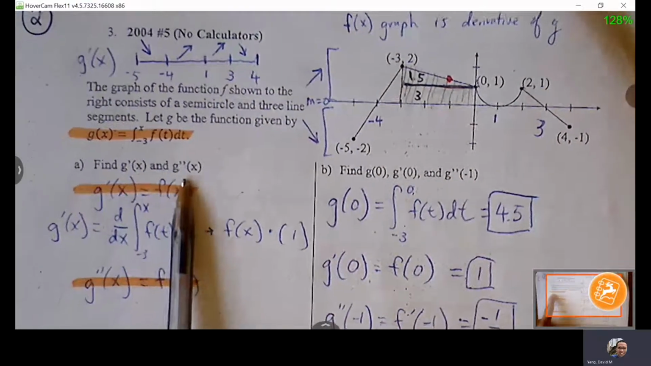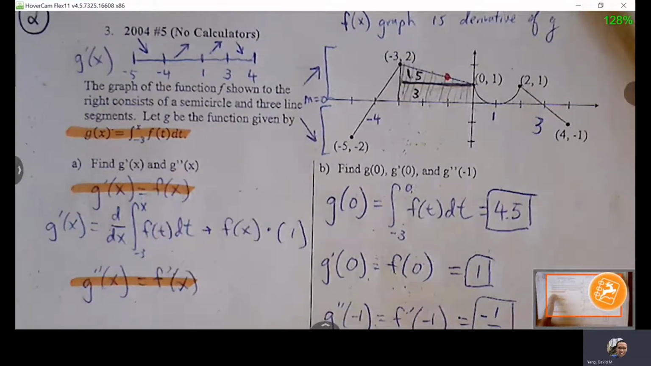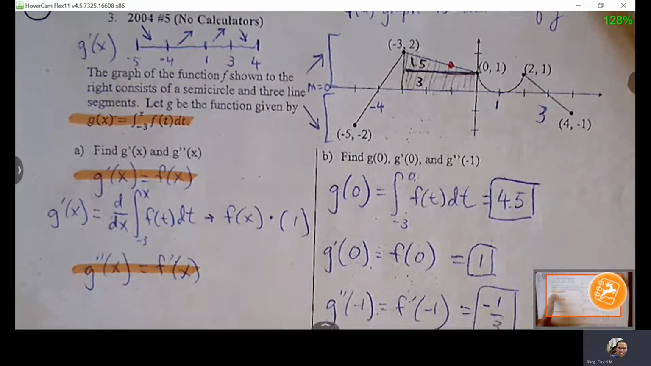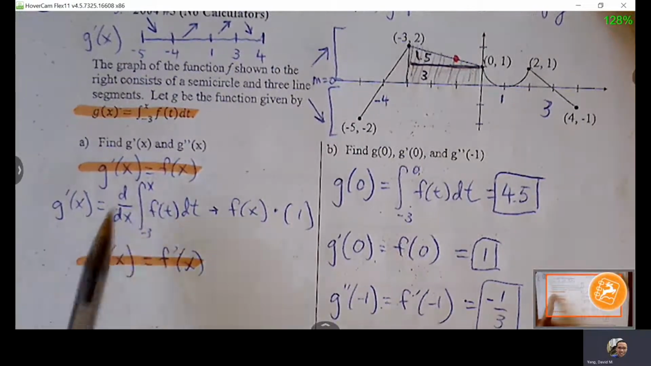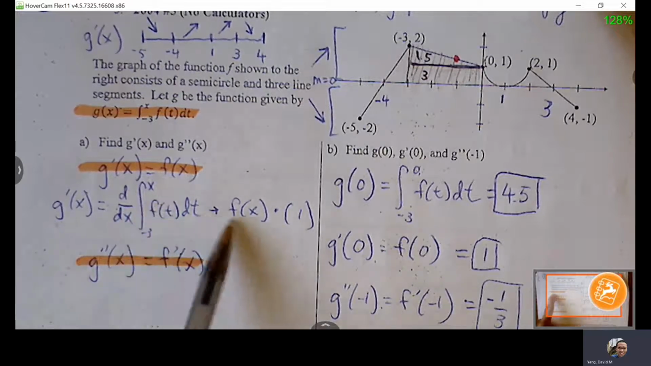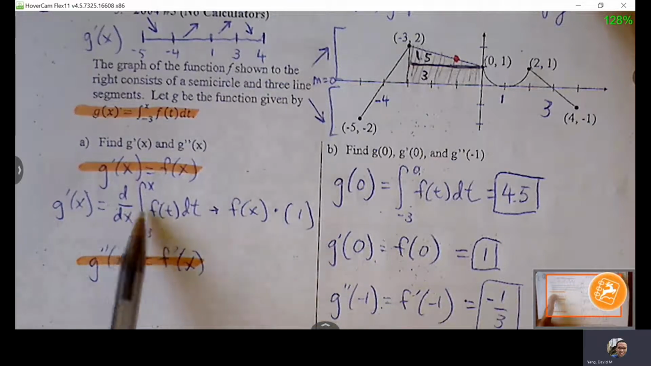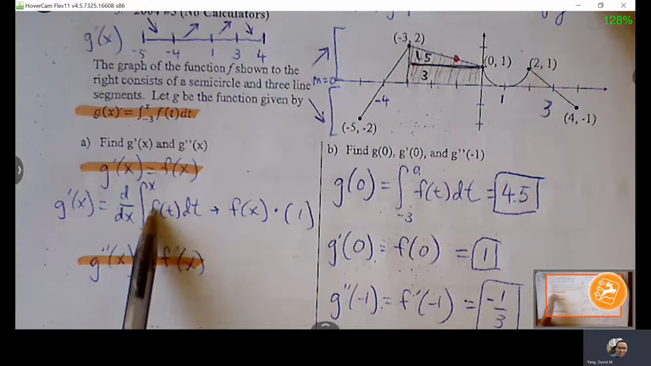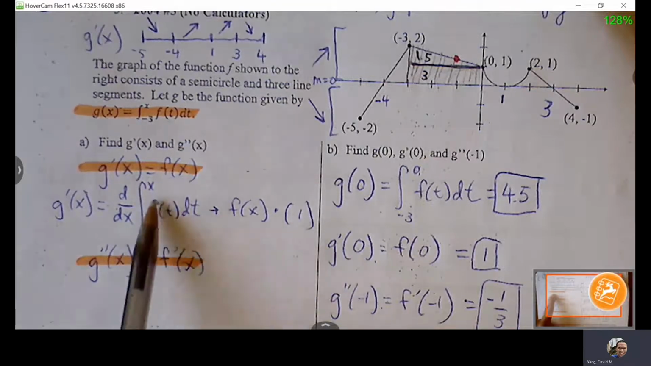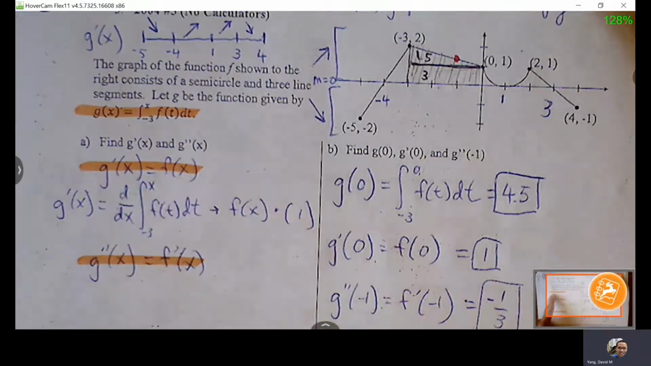So it says find g prime and g double prime. So g prime is f of x, so we are able to assign that relationship there. And then also, you can go through the second theorem and show that the derivative of this notation will give us f of x times 1, right? We know derivatives and integrals will undo and cancel each other out. Okay, all we do is we plug the upper bound into the function, so it's f of x times the upper bound's derivative, so times 1. So we know that's why g prime is equal to f of x.